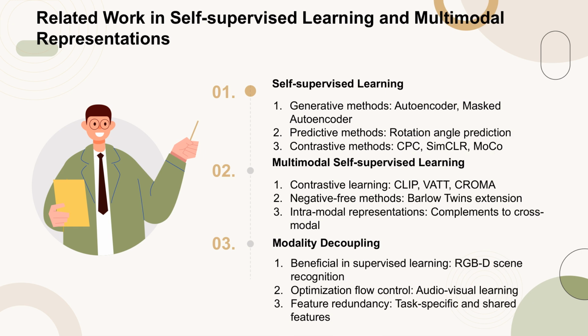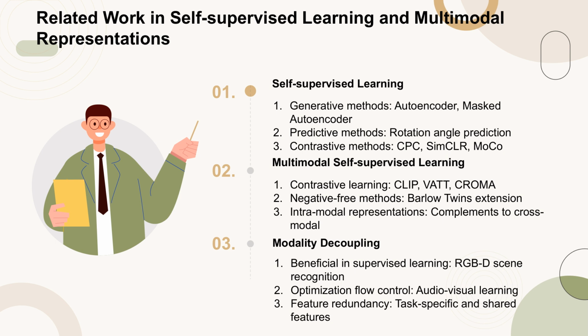In the realm of self-supervised learning, several methods have been explored. Generative methods like autoencoder and masked autoencoder reconstruct data from partial information. Predictive methods, such as predicting rotation angles, aim to understand data transformations. Contrastive methods, including CPC, SimCLR, and MoCo, train joint embedding architectures using negative samples.